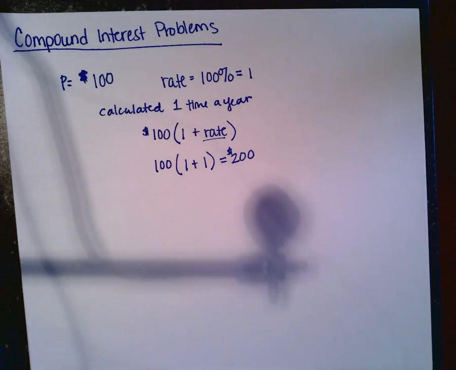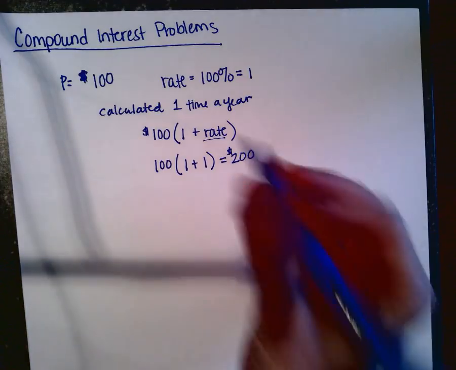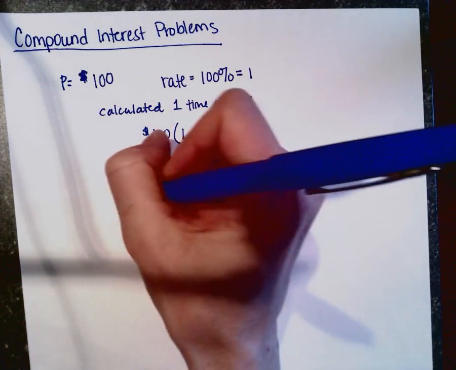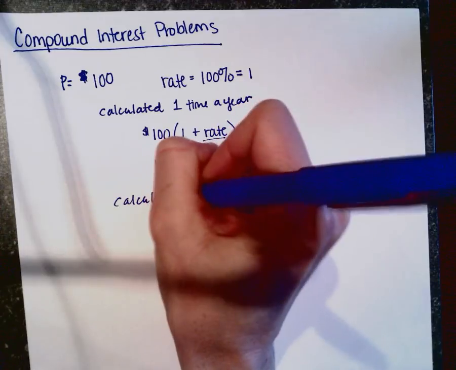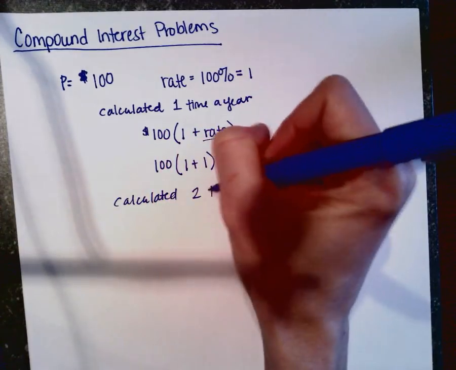But let's say you found a bank who said, we will divide your 100% interest rate up and give it to you twice a year. So after 6 months, we'll give you 50% interest. And then after another 6 months, we'll give you another 50%. So let's say it's calculated 2 times a year.